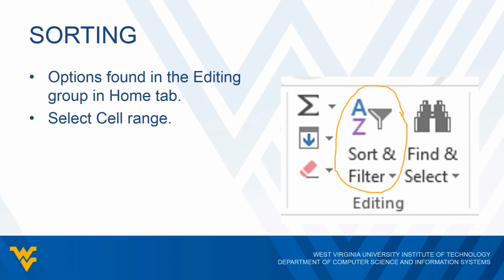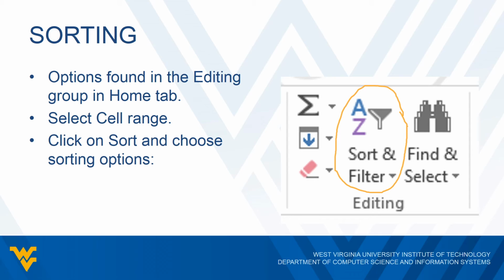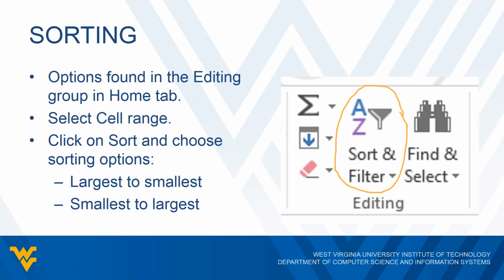But the whole point here is you would select the cell range that you want to sort, and then click on the sort icon or even the sort and filter, depending on your version of Office, and then you can choose your sorting options. There'll be a drop-down menu with the options that you want. You can sort largest to smallest, smallest to largest, or even sort by a particular column or a set of columns.